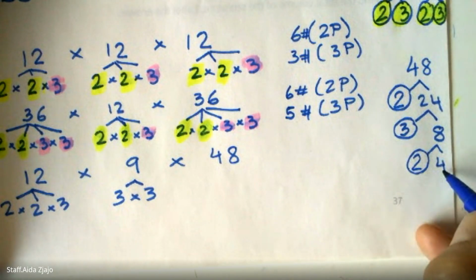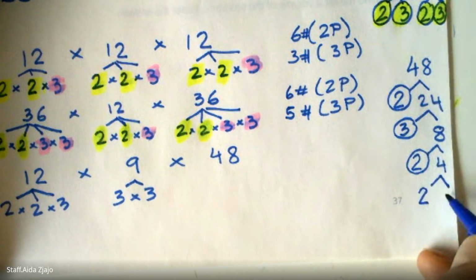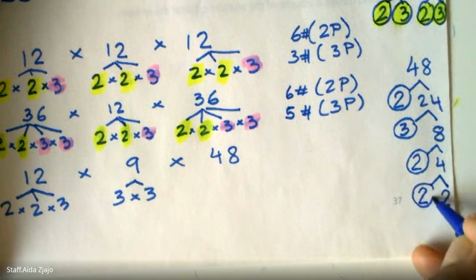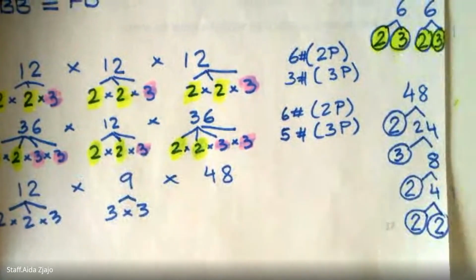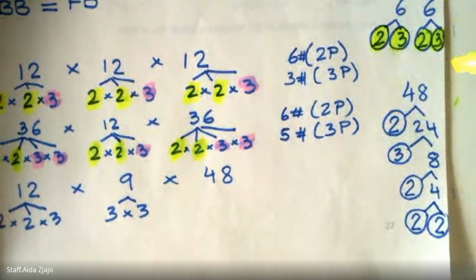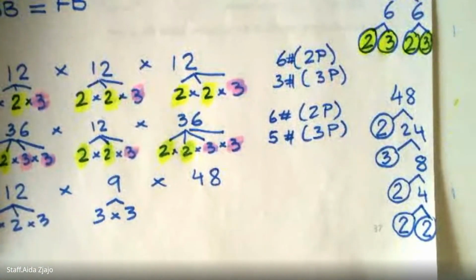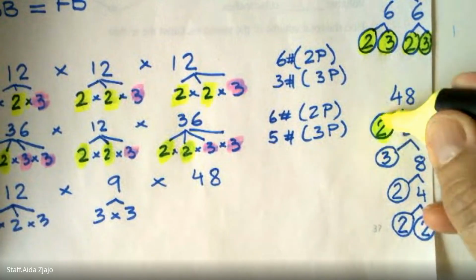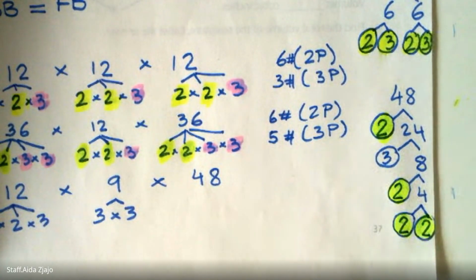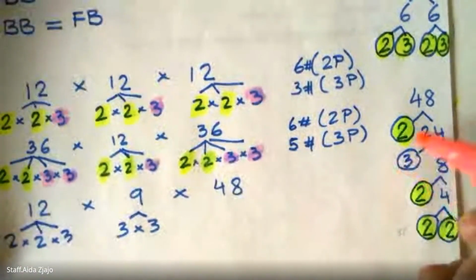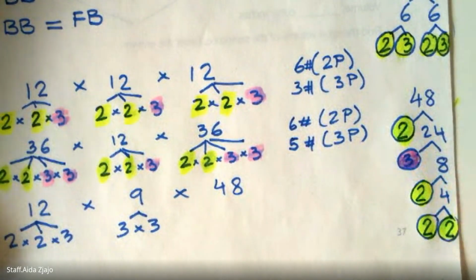But finally, I got one more composite number, and that is 2 times 2. So as you can see, any number, it doesn't matter which number it is, it can be broken down into its own primes. So 48 is 2 and 2 and 2 and 2, and then 1, 3. I just color this because I use the same for it.